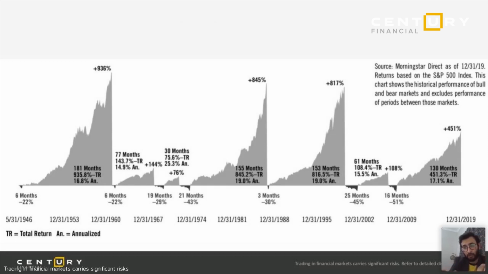It shows you the performance of the bull and the bear markets, but it excludes any performance which happened between those. Let me give you an example, 1946. As a long-term investor, you will see that bear markets happen. You will experience it no matter which cycle you are in, at least once. If you see the previous bear markets, one here in 1946, then 1960, then 1967, again here at 74, then 1980, 88, 89. We look at 2001 and 2002.